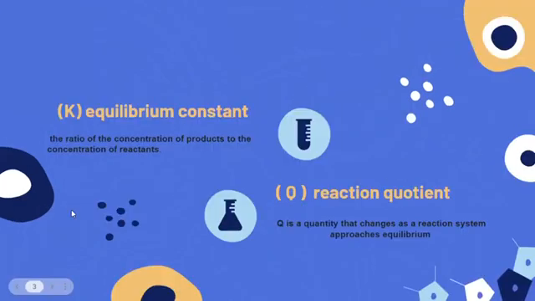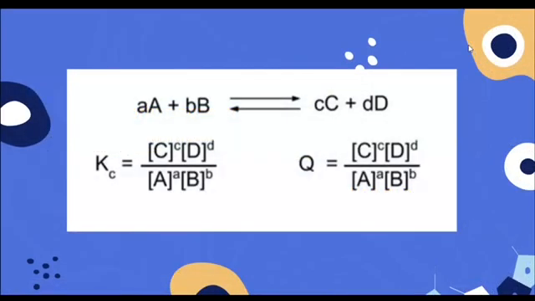where K is the equilibrium constant. It's the ratio of the concentration of products to the concentration of reactants, and Q, which is the reaction quotient, is the quantity that changes as a reaction system approaches equilibrium. Let us see the difference between K and Q.